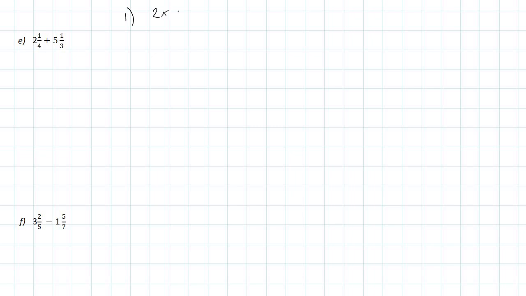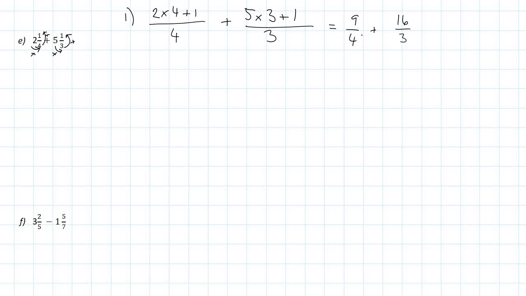So to make this top heavy, I'm doing 2 times 4, add on 1 out of 4, and I'm going to add on 5 times 3, add on 1 out of 3. So it's like I'm multiplying and then adding on the 1. 5 times 3, add on the 1. If you're wondering why you do that, go back and watch that video again, okay? So what's this going to be? 2 times 4 is 8, add on 1 is 9 out of 4. And 5 times 3, that's 15, add on 1 is 16 out of 3.